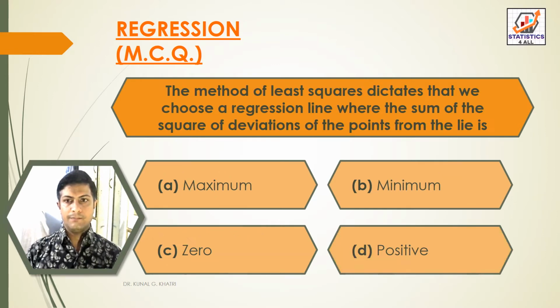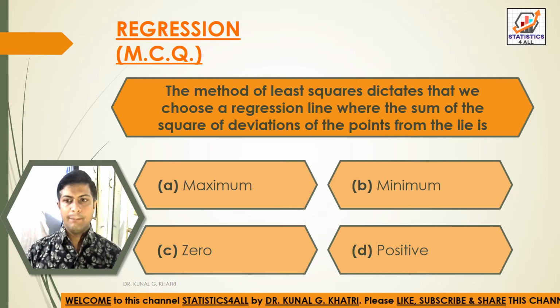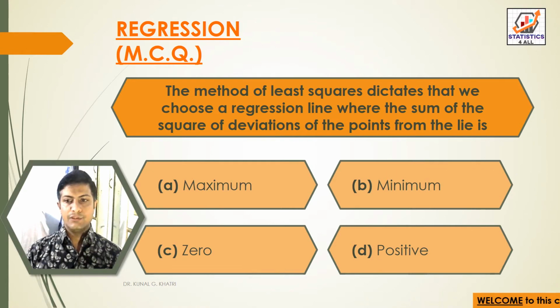Next question. The method of least squares dictates that we choose the regression line where the sum of the square of deviations of the points from the line is option A maximum, option B minimum, option C 0, option D positive. So here we have answer option B, minimum. The method of least squares dictates that we choose a regression line where the sum of the square of deviations of the points from the line is minimum.